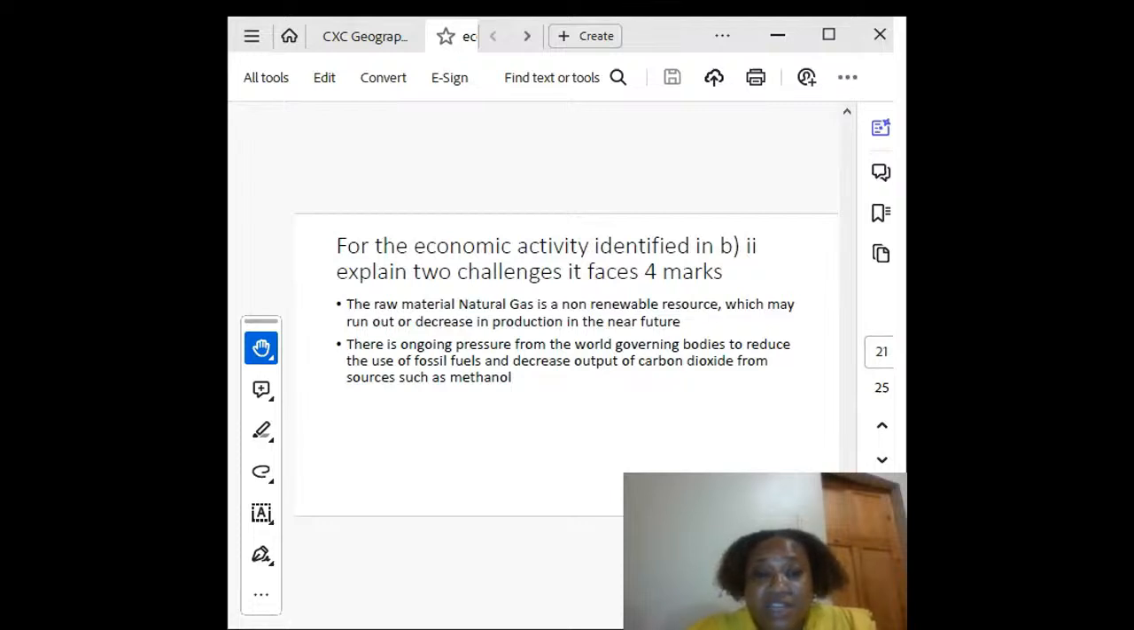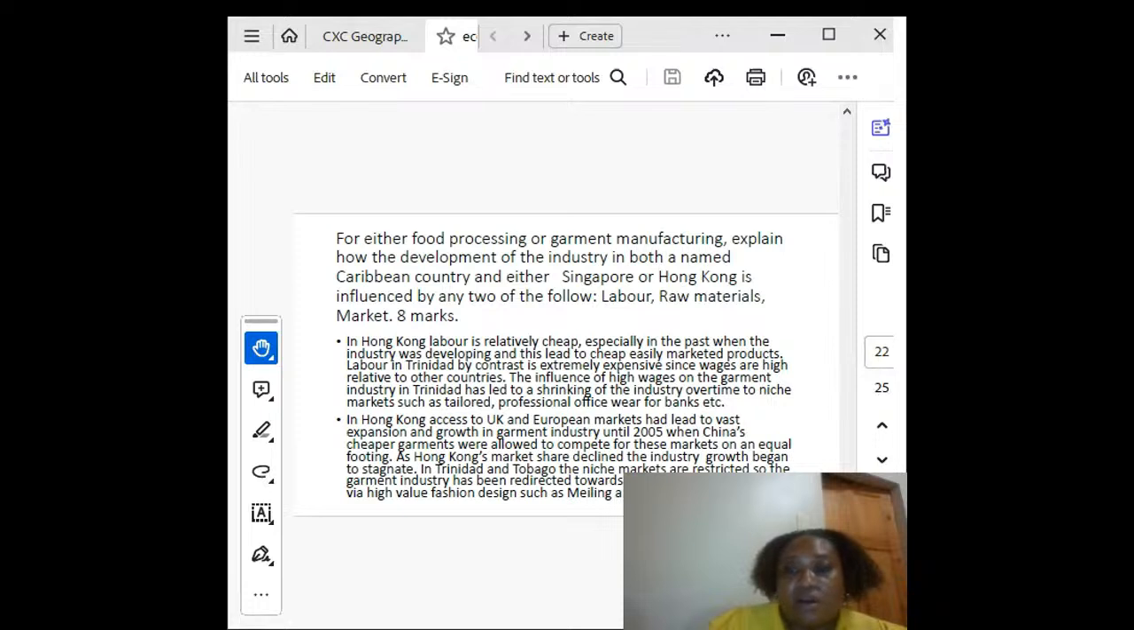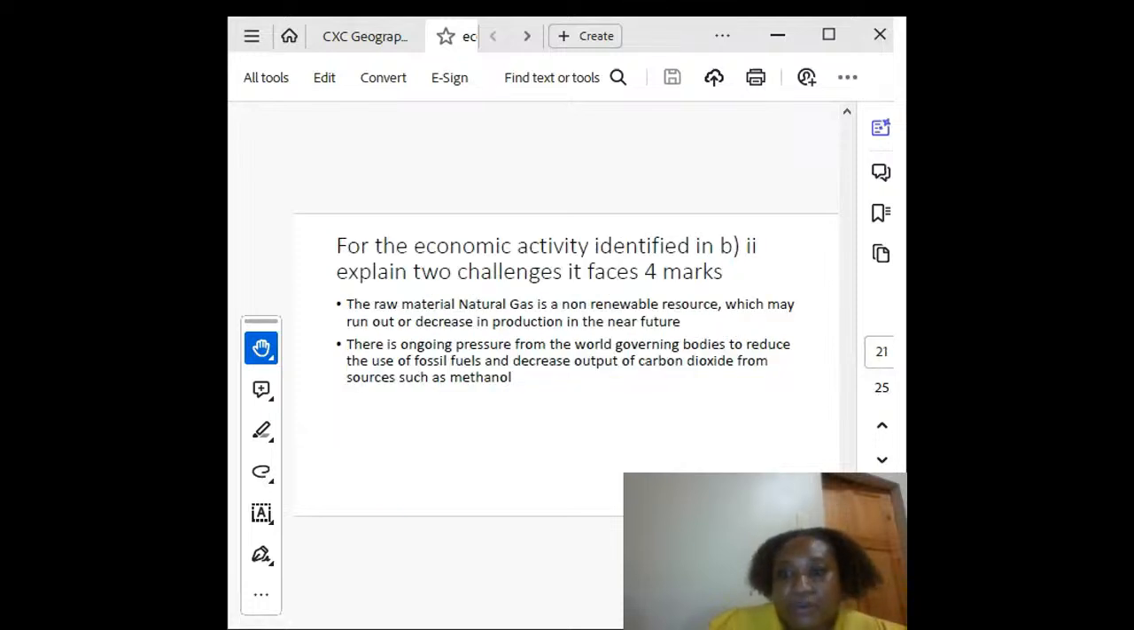Challenges in terms of natural gas. You would see here natural gas is a non-renewable resource, which means that it is not replenishable. It's non-replenishable, which means that it can eventually run out or become extinct. So you don't want to put too much strain on the resource. And you must also have other sources of revenue, right?